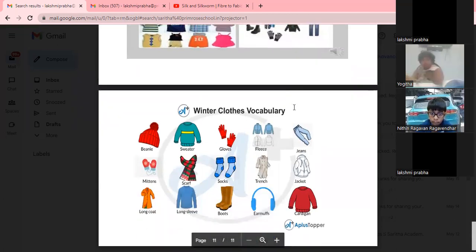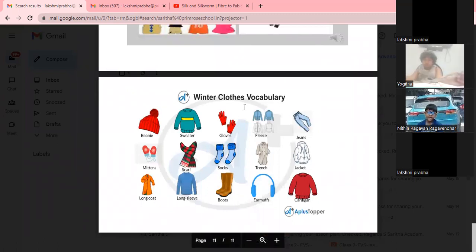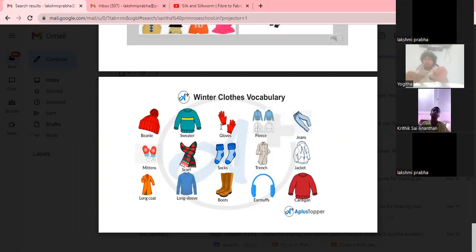Next, can you see the winter clothes? This is a cap we used to say, but it is not a cap; the name given here is beanie. That is what we call this. Second is sweater. Third is gloves. You have seen many dresses, but we don't know the names, isn't it? This is fleece, fleecy. This long one is jeans. Hand gloves we call mittens, it is called mittens.